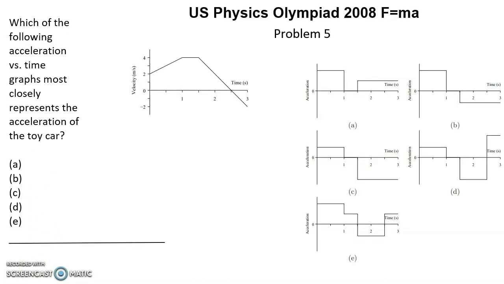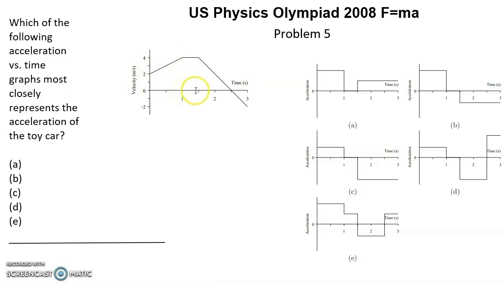Problem 5. Which of the following acceleration versus time graphs most closely represents the acceleration of the toy car? Let's check this graph. Velocity versus time. Acceleration is a slope. So it means that from 0 to 1 seconds we have positive acceleration 2.